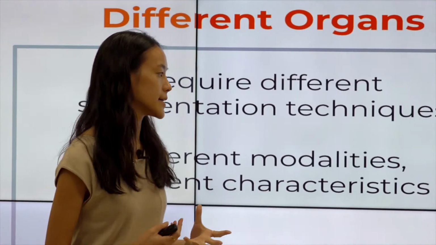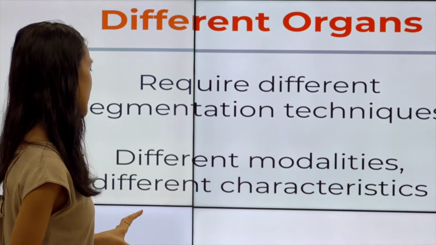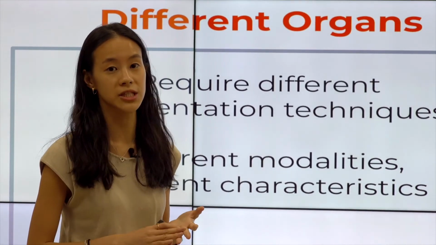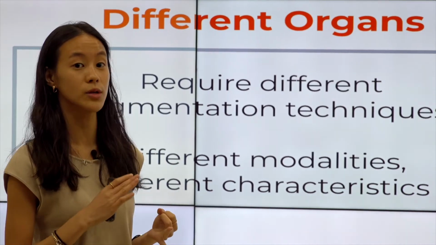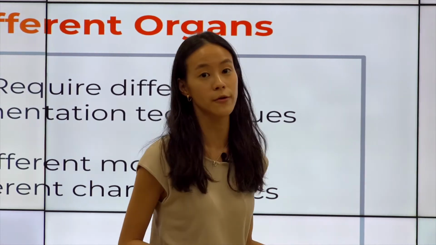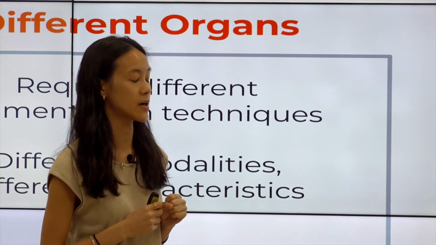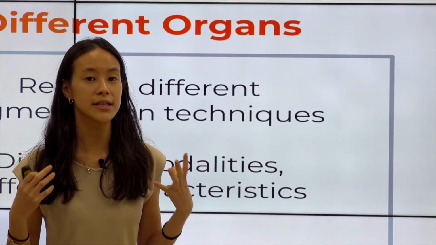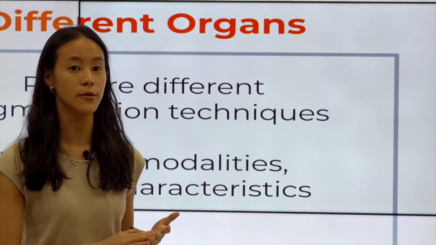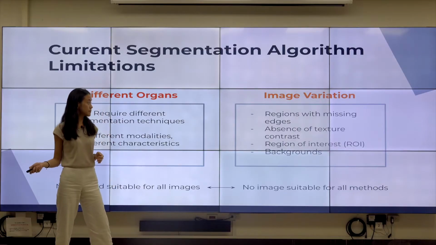So to summarize, the biggest problem with segmentation is the fact that there's no method that is suitable for all kinds of images, and this includes all kinds of organs and modalities. And vice versa, there's no image that is suitable for all methods. So for the brain, for example, which we're going to be focusing on, there isn't an image that would be suitable for all the different kinds of segmentation methods that exist.